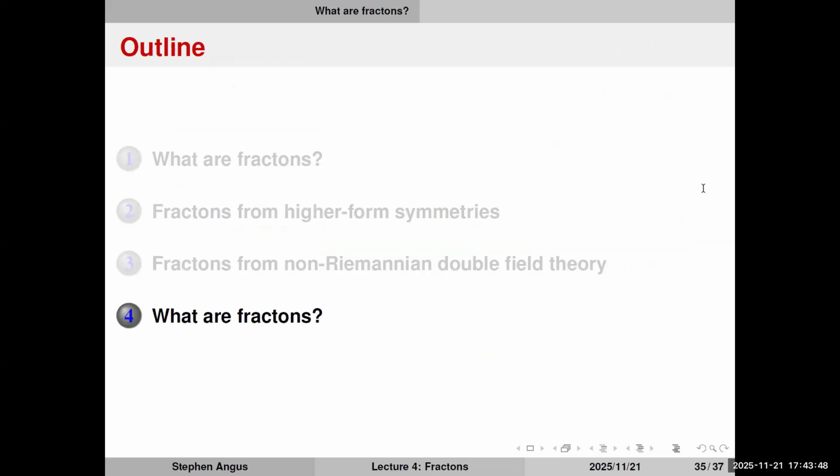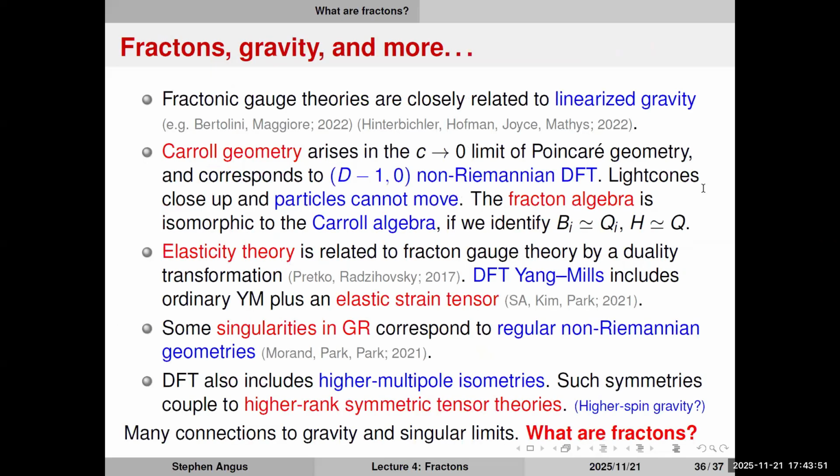So the final thing is to return to this question of what fractons really are. There are a few interesting things happening in current research. One is fractonic gauge theories. We have a symmetric tensor gauge theory, and this turns out to be closely related to linearized gravity. Some part of the fracton gauge theory Lagrangian is the linearized gravity Lagrangian, but then there's an additional pure fracton piece as well.